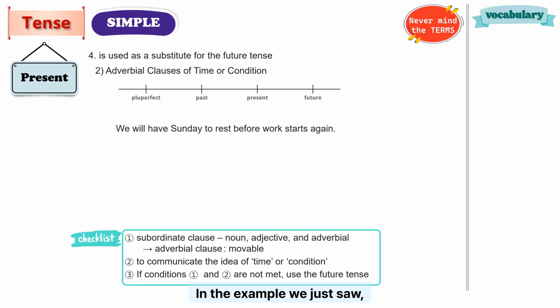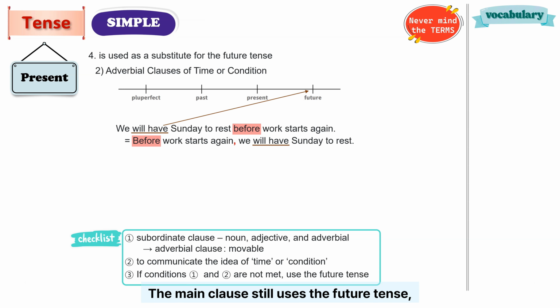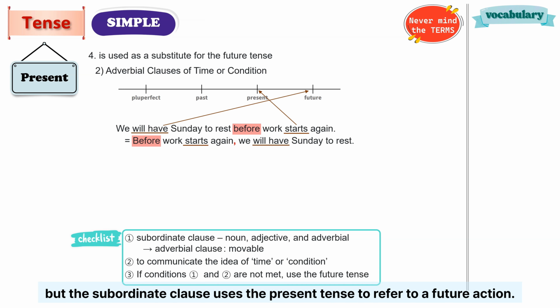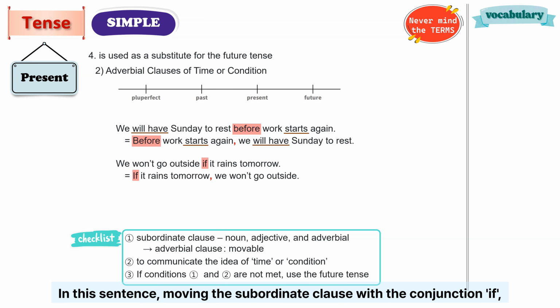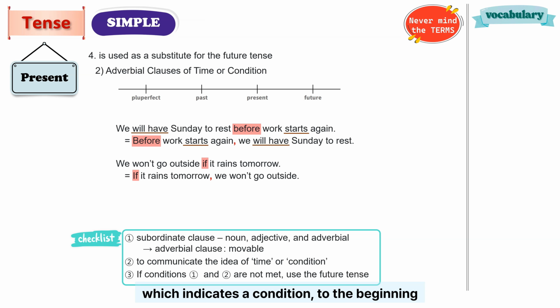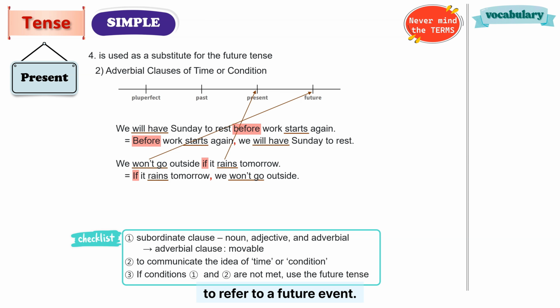In the example we just saw, if we move the subordinate clause with the time conjunction before to the front, the meaning stays the same. The main clause still uses the future tense, but the subordinate clause uses the present tense to refer to a future action. Another example: we won't go out if it rains tomorrow. In this sentence, moving the subordinate clause with the conjunction if, which indicates a condition, to the beginning does not change the meaning. Also, although the main clause uses the future tense, we can see that the subordinate clause uses the present tense to refer to a future event.